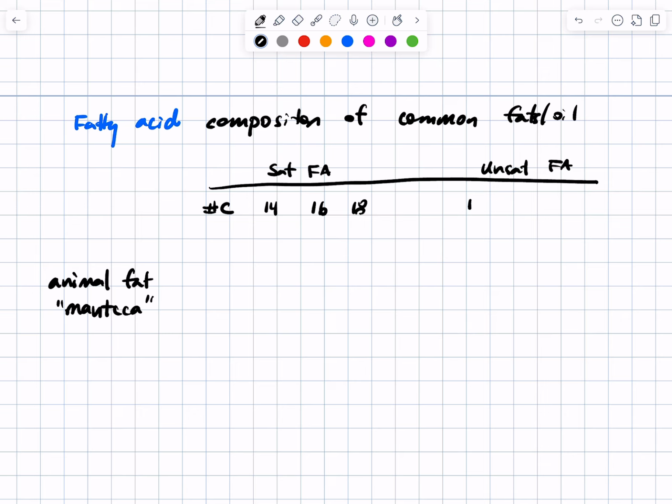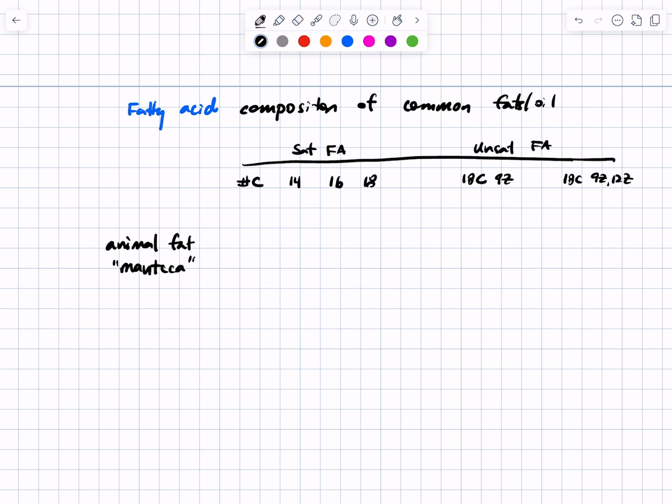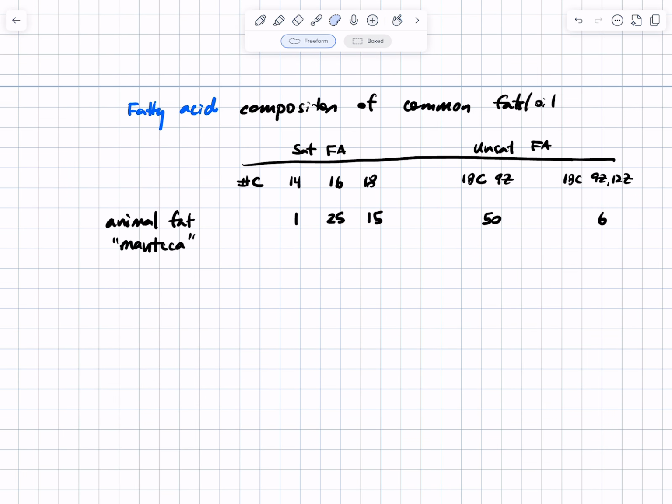For the unsaturated fatty acids, we'll focus on the 18 carbon with 1 double bond and the 18 carbon with 2 double bonds. And you'll see that for lard, it's about 1% 14, 25% 16, 15% 18. There's actually a 50% composition of the monounsaturated and about a 6% composition of the polyunsaturated.